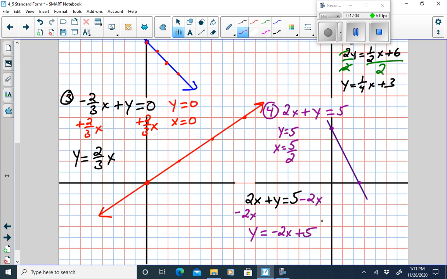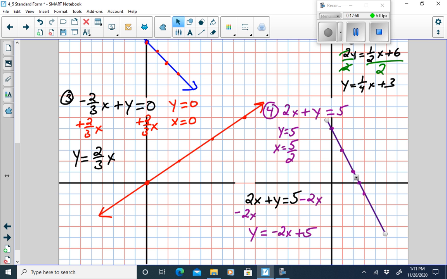And I think that's exactly the line we see, right? Because our y-intercept is up here at positive 5. Our slope is negative 2, and as a fraction, that's negative 2 over 1. So that's down 2 over 1, down 2 over 1, down 2 over 1. So that line as well is correct.